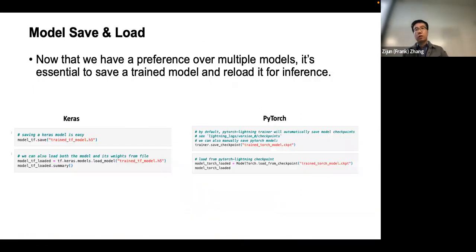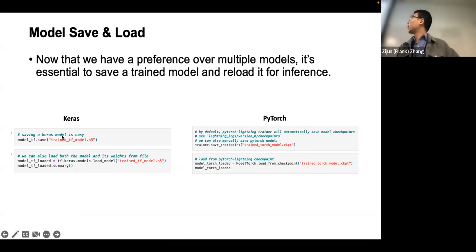Okay, so now we have a good sense. We have a list of metrics to evaluate different models. It's always important to save your work and be able to resume at a later time point. So this is what model save and load does. Since we introduced the two types of deep learning frameworks, I'm going to introduce how you can save and reload the model in both Keras and PyTorch.